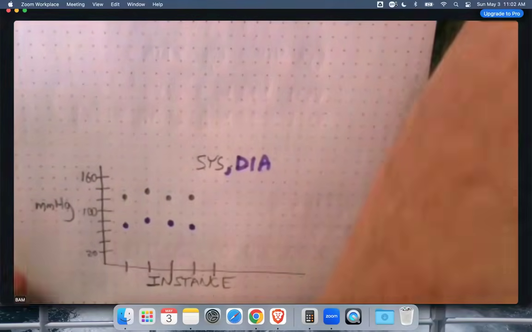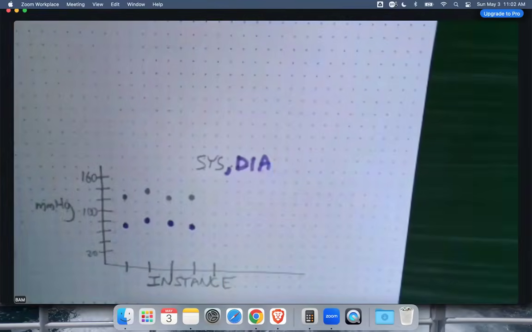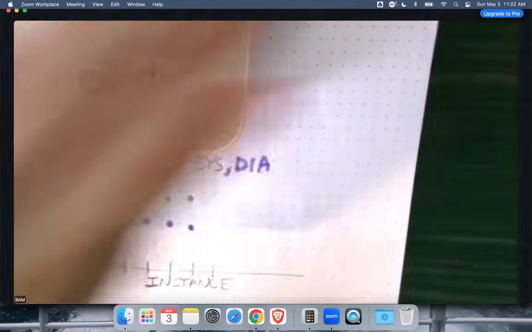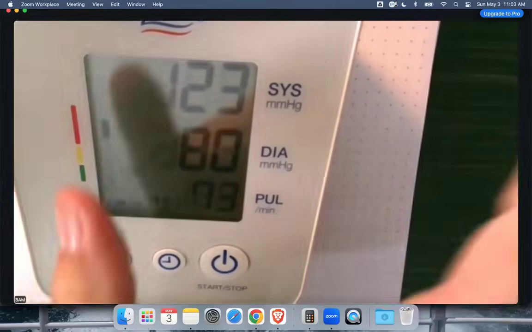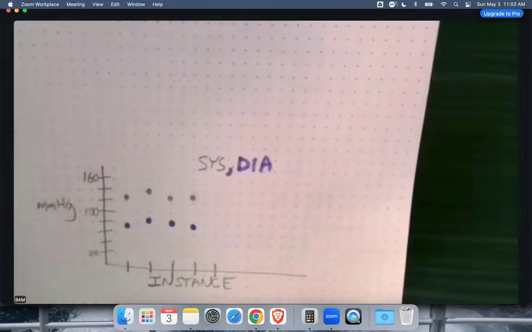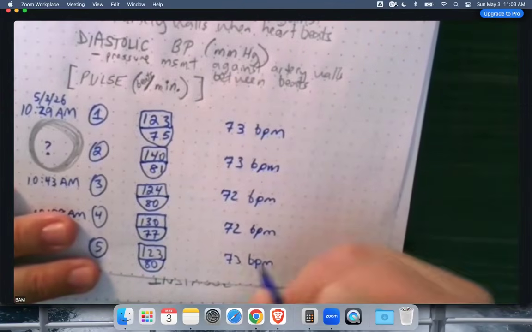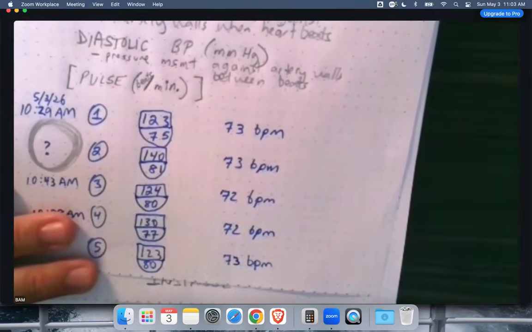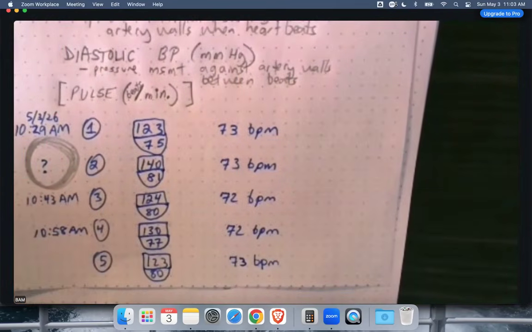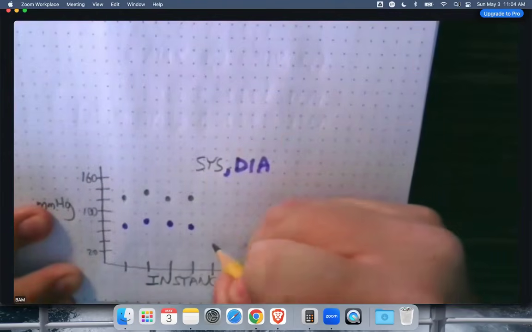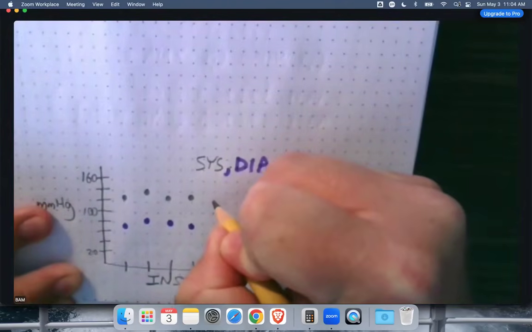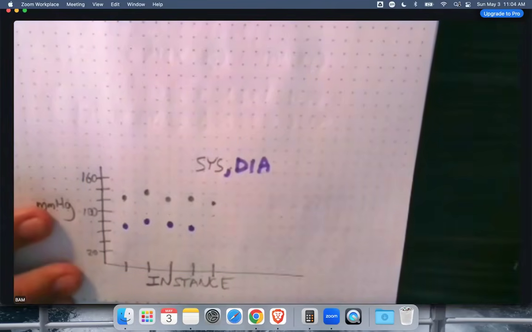So we're having fun today, actually. All right, let's get one more of these. Okay, a little better that time. 123 over 80. And then my pulse went back up to 73. Okay. So now let's see what time it is. It's about 11:03. And then 123 over 80.